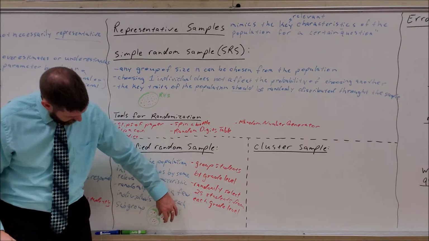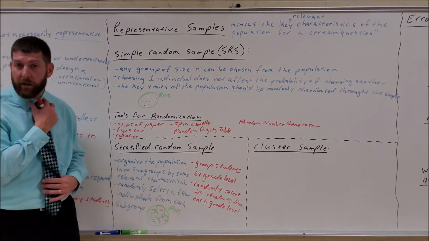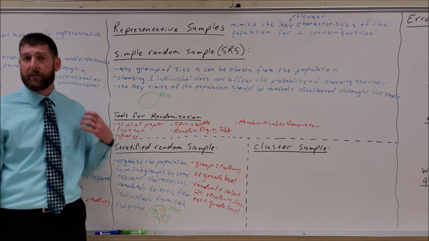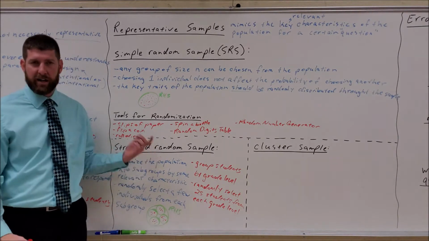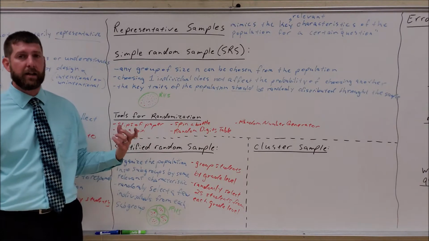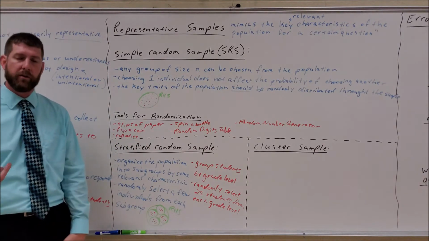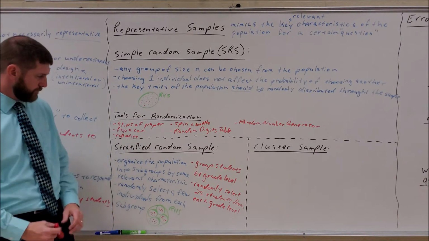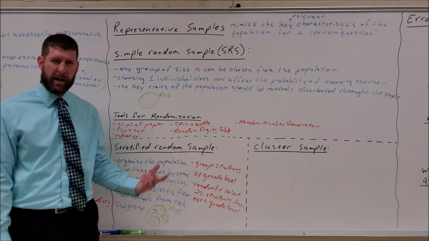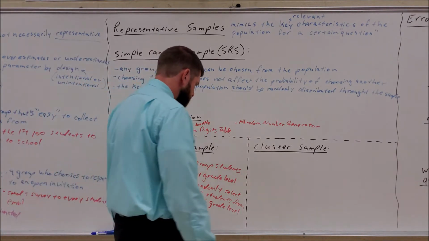So 25 here, 25 there, 25 there, 25 there. Now I've got my 100, and I've controlled for a very important characteristic that I think plays a role in how they're going to answer the question of opinion of the administration. So that's a stratified random sample.